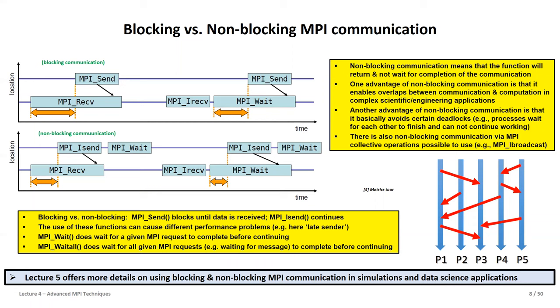So non-blocking communication can sometimes avoid deadlock, where you remember this MPI send cannot continue until there was an MPI receive on the other end. And this is blocking communication. So this time is all doing nothing in a sense. So here the idea is to have more throughput.